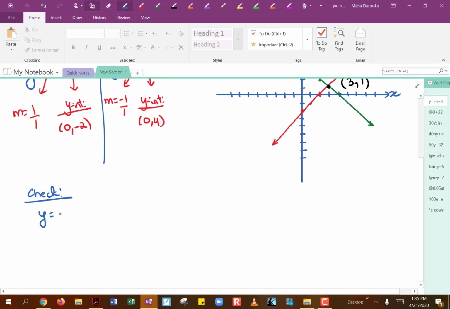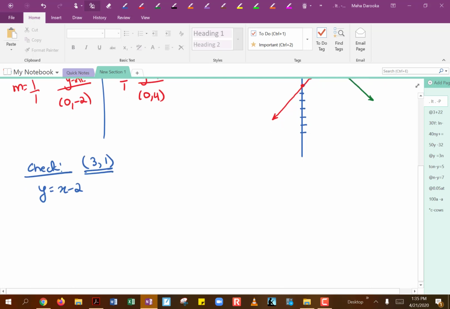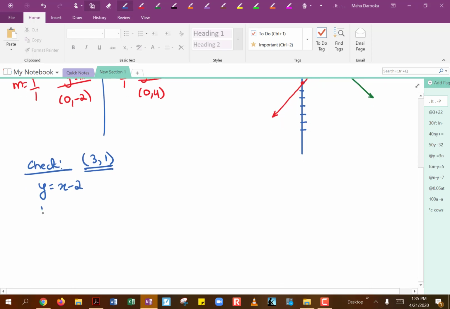Let's start with the first equation, and we are checking the ordered pair positive 3 and positive 1. So y is 1, x is 3. When we do 3 minus 2, we get 1. If you're getting a true statement, then we know it's a point on the first line.